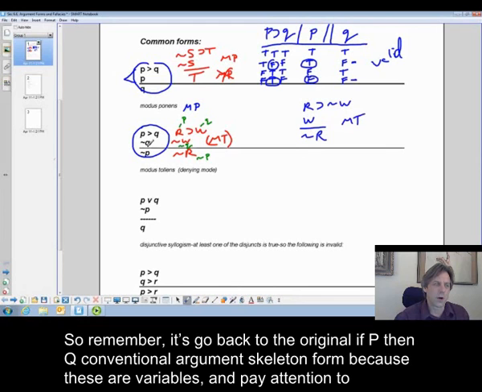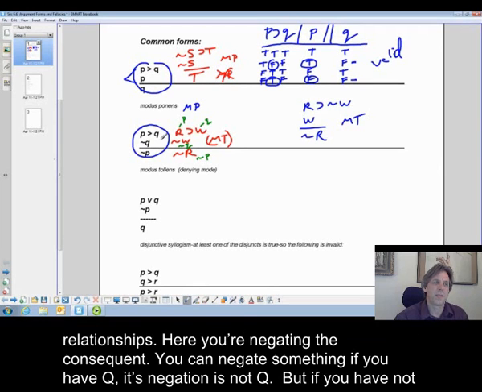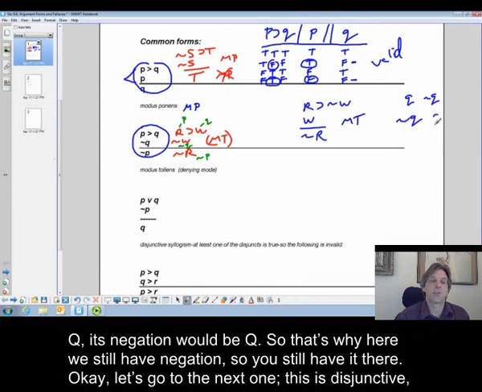So remember, go back to the original if P then Q conventional argument skeleton form, because these are variables, and pay attention to relationships. Here you're negating the consequent. You can negate something. If you have Q, its negation is not Q, right? But if you have not Q, its negation would be Q. So that's why here we still have negation, so you still have it there. Okay, let's go to the next one.